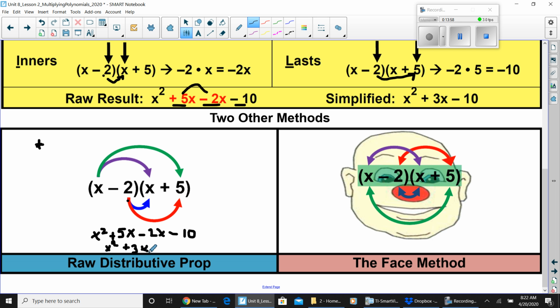This is the same problem that we just did up top. And that's it. It's the distributive property. Just don't think of it as anything else but the distributive property. The FACE method, it's just another way of saying this is like an eyebrow. This is also an eyebrow. This is a nose, and this is the mouth. All right, and if you do it that way, you could basically get the answer as well.